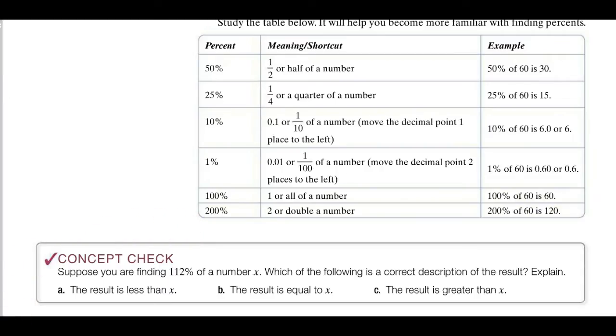And let's look at this concept check here. Suppose you are finding 112% of a number. Which of the following is the correct description of the results? The results is less than x. Well, 112% of a number is more, so it would be C, and it wouldn't be equal.